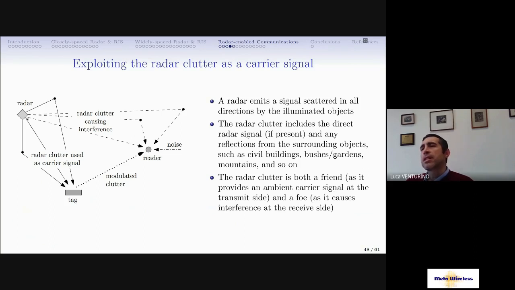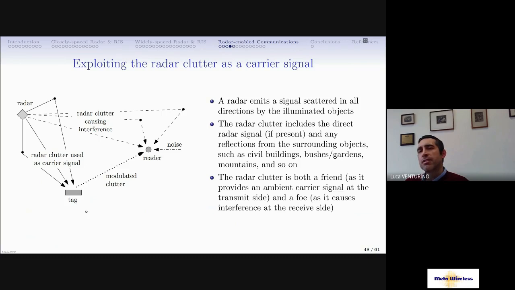So every time the radar emits a signal, such signal can directly reach our tag, but can also hit other objects present in the environment and reach the tag. We refer to the ensemble of echoes hitting the tag as the radar clutter. Well, the idea is that this radar clutter, which is generated by the environment in response to the signal emitted by the radar, can be used as a carrier signal. And on top of this carrier signal, we could actually modulate a message to be sent to the reader.